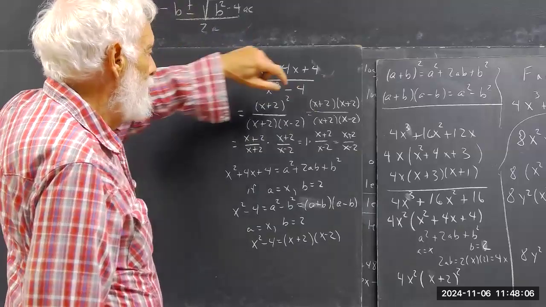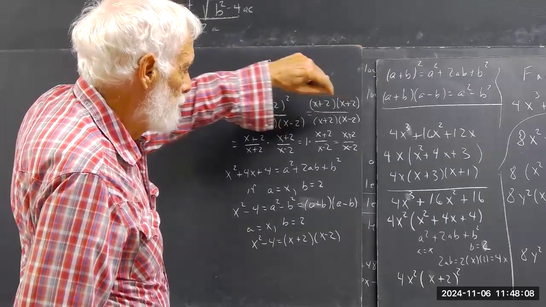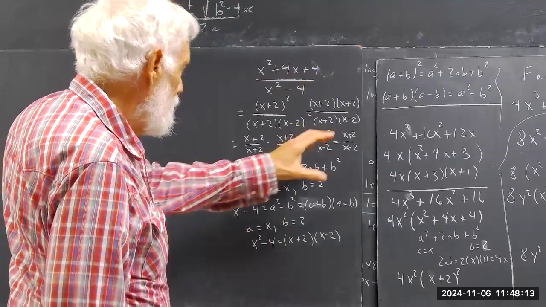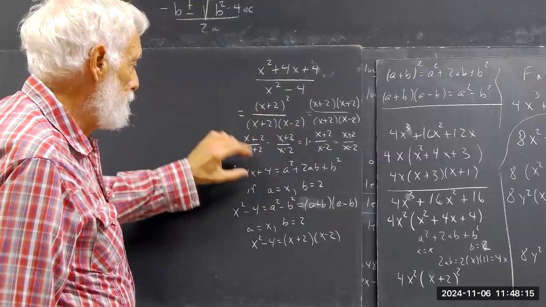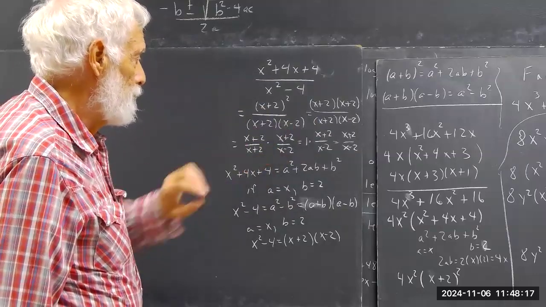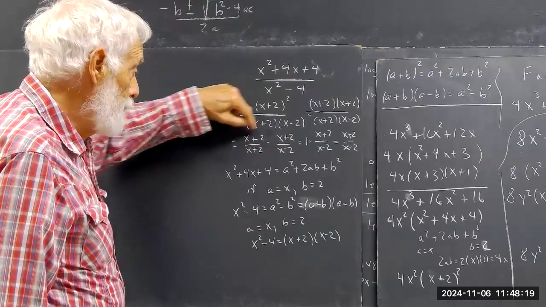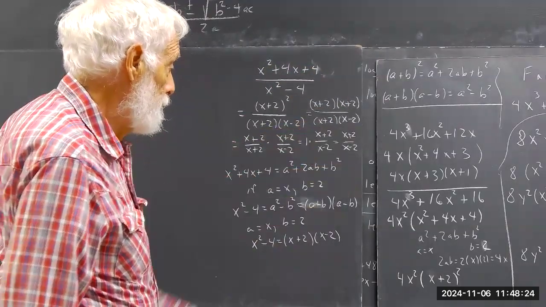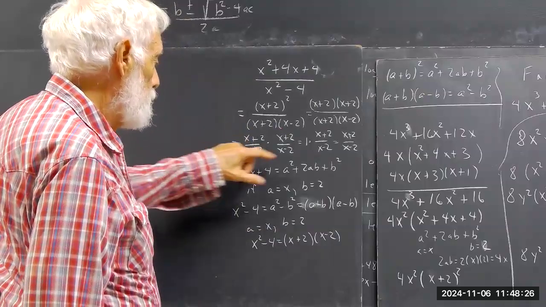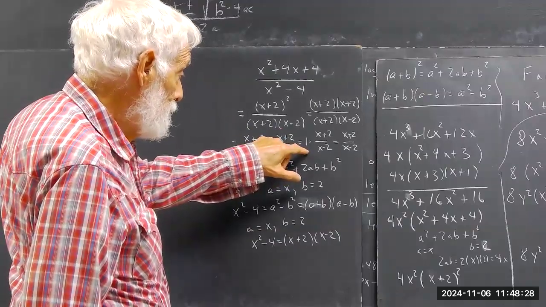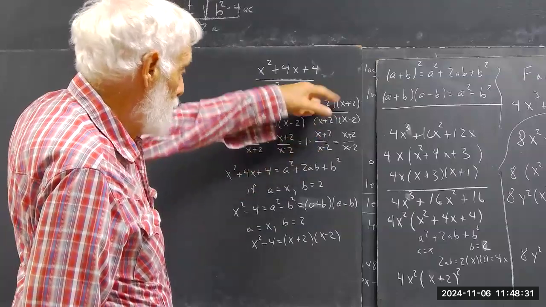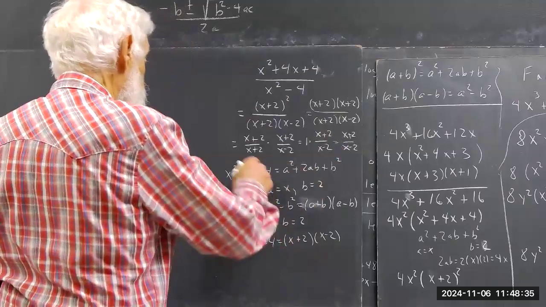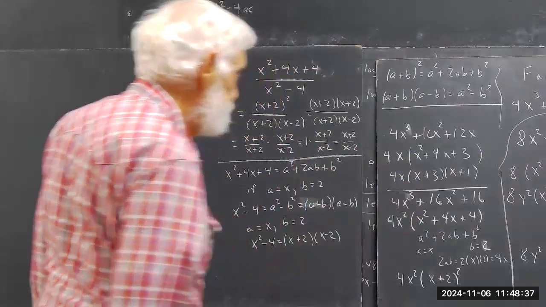So x plus 2 times x plus 2 over x plus 2 times x minus 2 can be written as a product of two fractions, this one times this one, because if I multiply the numerators, I get this, and if I multiply the denominators, I get this. But x plus 2 over x plus 2 is 1, and 1 times x plus 2 over x minus 2 is just x plus 2 over x minus 2.